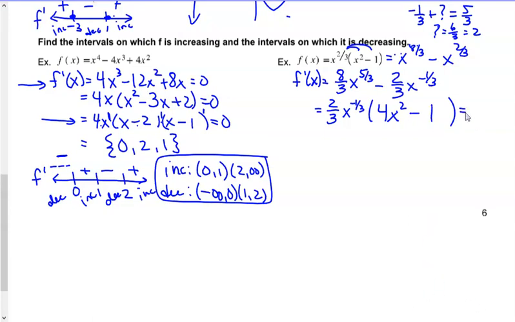Now, where is that equal to 0? Well, first off, the x to the minus 1/3 is going to go in the bottom, and I'm going to have this on the top. So I can do 2 times, and I'm going to factor that difference of squares right here: 2x minus 1 and 2x plus 1, all over 3 in the bottom and the x to the 1/3. And those factors are in my derivative.